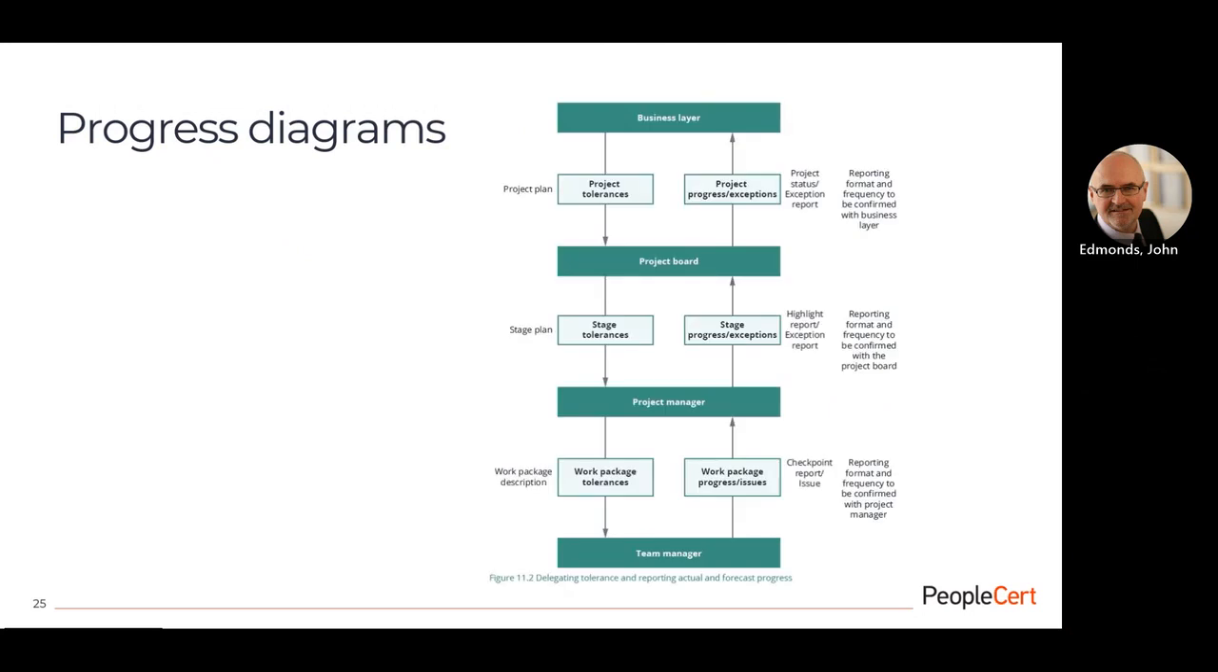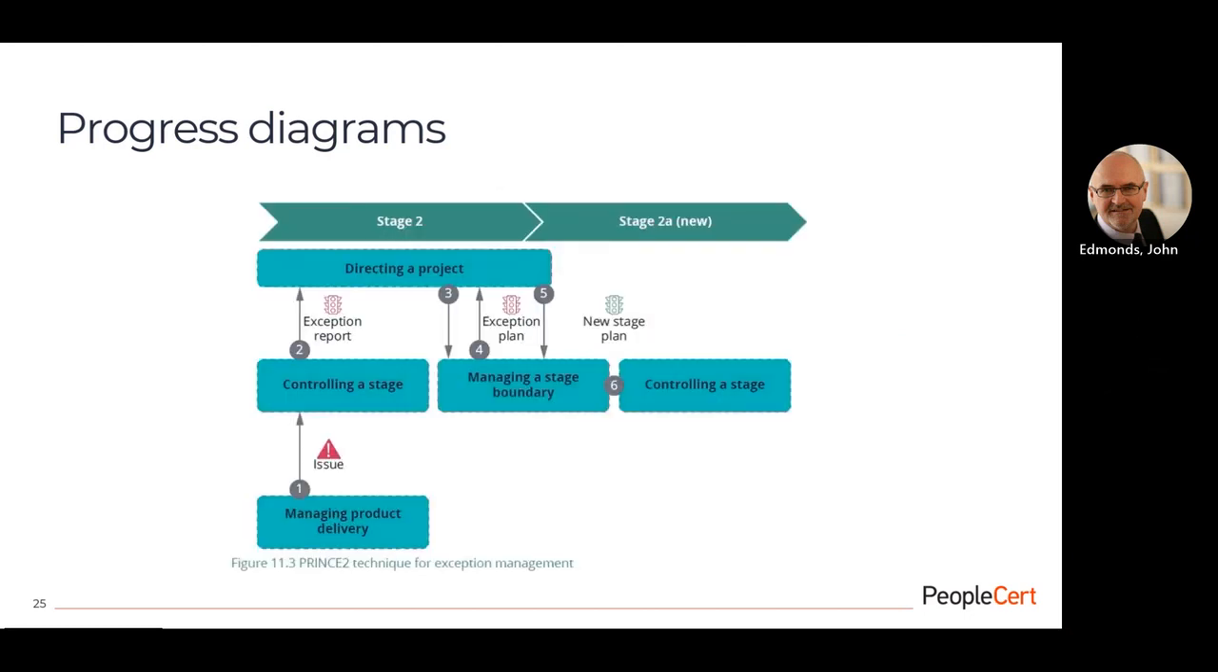So here are a couple of diagrams. Here's the various layers: business at the top, the project board, the project manager, the team manager, the setting of tolerances down the left-hand side, and over on the left-hand side, the place where that tolerance will be documented. And then on the right-hand side, how issues and progress and exceptions are dealt with, and the management products in which they will be recorded, and some comments about the frequency and the format, who should be agreeing that and approving that. This one's a brand new diagram.